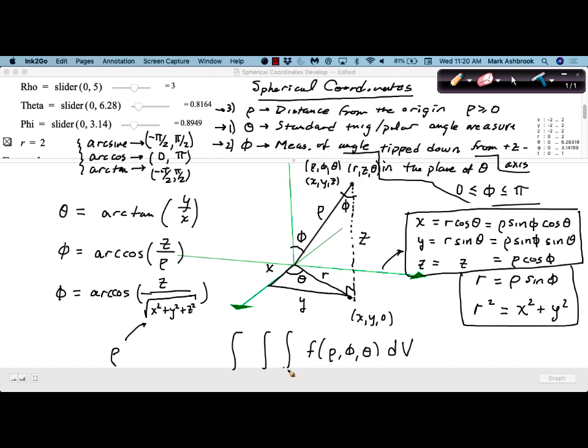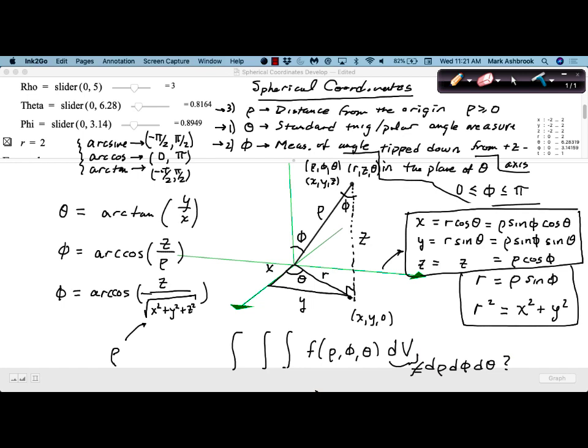So is dv d rho, d phi, d theta? What do you think? Phi and theta are angle measures. Is dv going to be length times width times height? No, these are angle measures. These are not lengths. It's definitely not. We've got some work to do here to figure out what dv is. dv is not d rho, d phi, d theta because phi and theta are not lengths.